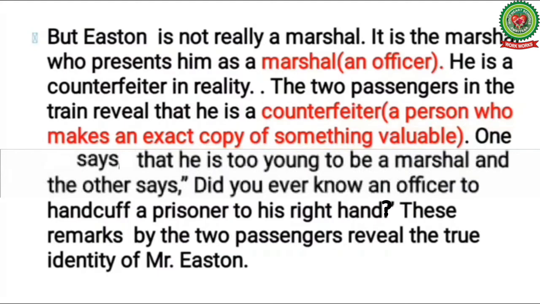So children, the suspense of the story was disclosed by one of the two passengers in the coach who had been listening to the conversation. He remarked that Mr. Easton appeared to be too young to be a marshal. The other passenger corrected him by saying that Mr. Easton was not the marshal and the other man was actually the marshal, as no marshal would handcuff his own right hand to the prisoner's left hand.